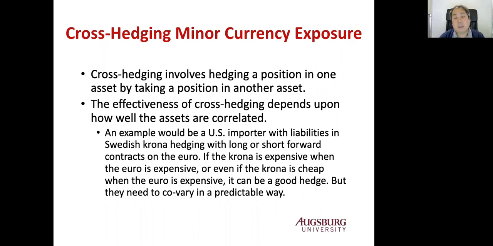So if they co-move, then it's going to be a good hedge, but they really need to have high correlation, and they co-vary in a predictable way. So that's how cross-hedging works. So if you cross-hedge minor currency, then you may use the major currency with high correlation with these minor currencies.